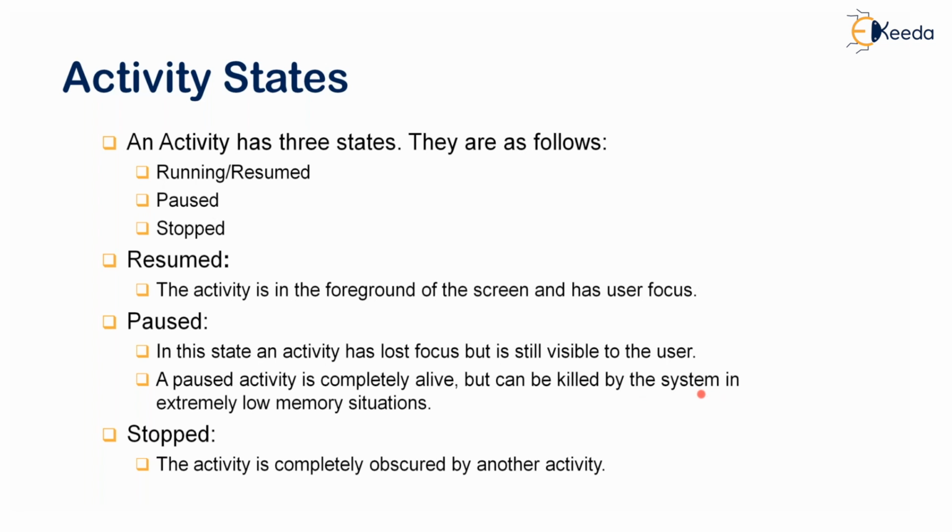Sometimes the system might require memory. In such low memory situations, the system might close this activity, meaning it may stop the activity. When the activity is completely obscured by another activity, that is called a stopped activity. So those are the three states of an activity: running or resumed, paused, and stopped.